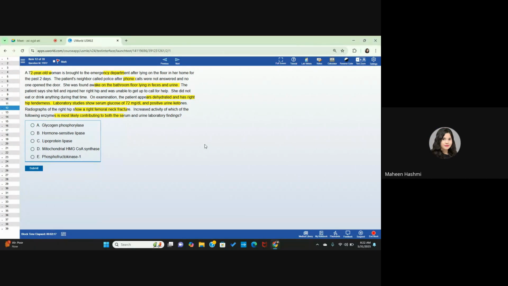What is this condition called? Decay. She's been fasting for more than 24 hours. In 24 hours, our glycogen storage is already finished. Now her blood glucose is maintained due to gluconeogenesis. And for this one, I think Phosphofructokinase 1.